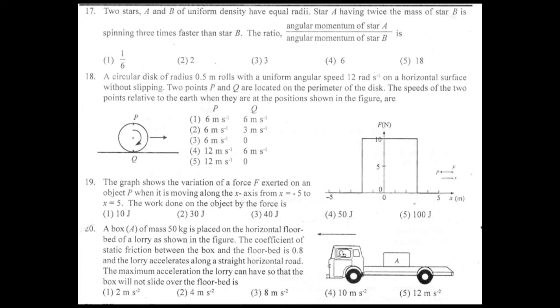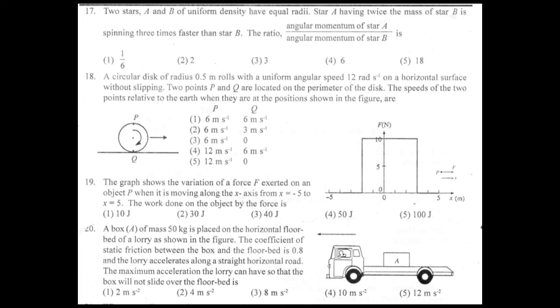Question number 18. A circular disc of radius 0.5 meters rolls with a uniform angular speed on a horizontal surface without slipping. They ask for the speeds of the 2 points P and Q relative to the Earth when they are at the position shown in this figure. Now here Q touches the surface and the Q speed must be 0.